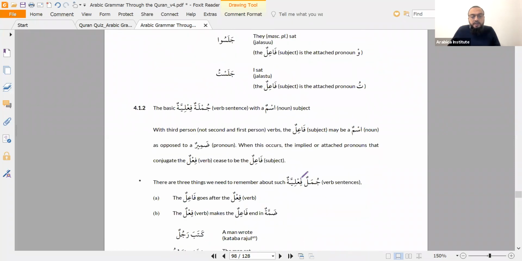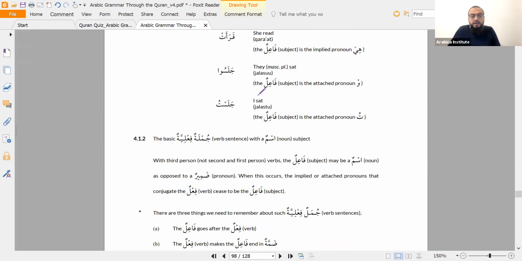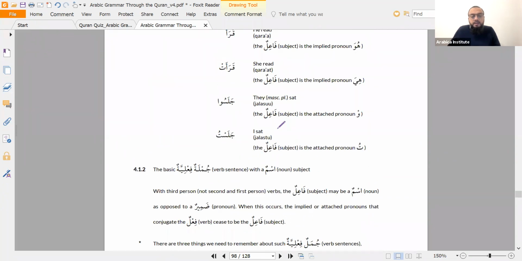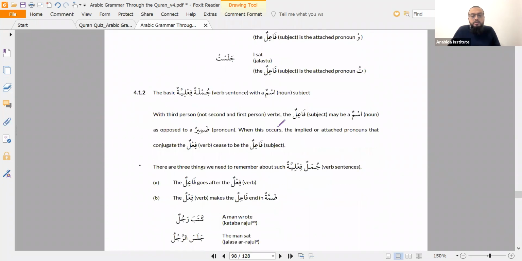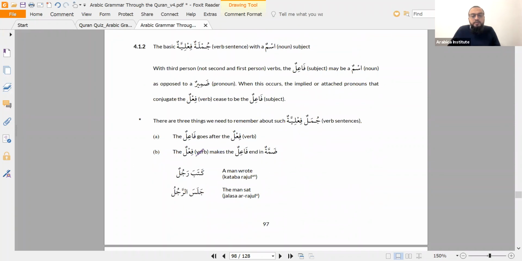So we have a verb sentence without a noun subject, with a pronoun subject. You can also, of course, have a verb sentence with a noun subject. So you could say kataba rajulun. So now the fā'il is no longer that implied huwa. The implied huwa is actually still there because it's kind of attached to the verb kataba. So the implied pronoun is still hidden inside there, but the functional fā'il or the doer in this sentence is the word rajulun, and as we've learned, the doer ends with default ḍamma.